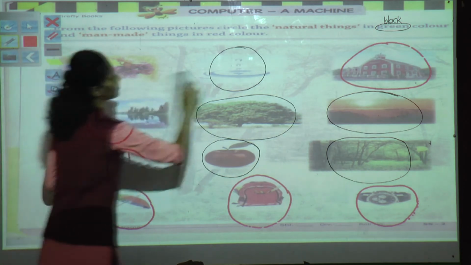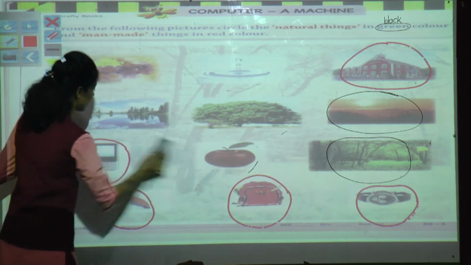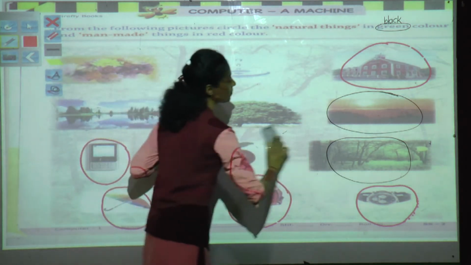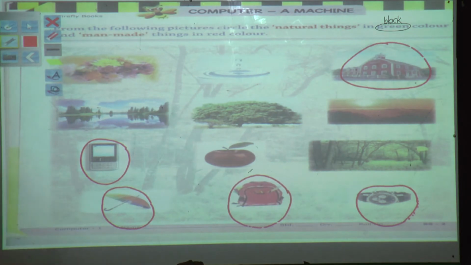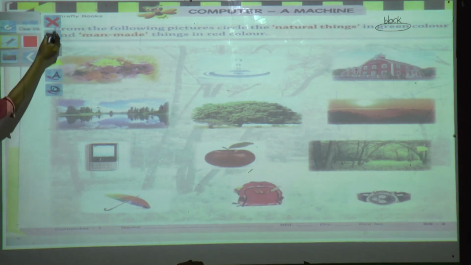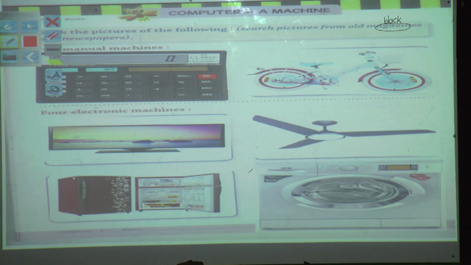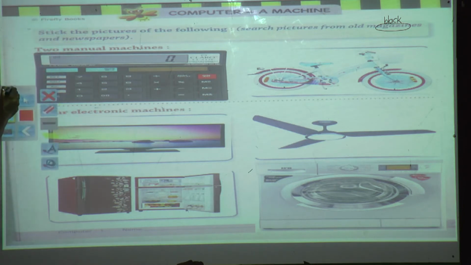Now we will see our next page, number 3. What is the question there? Stick the pictures of the following. Search pictures from your old magazine or newspaper. We have to stick the pictures here. Which pictures do we have to search?